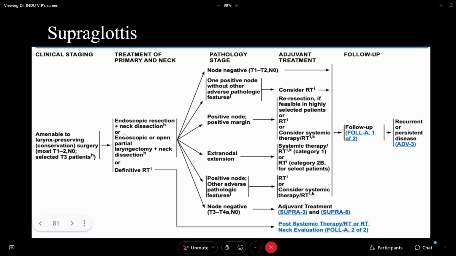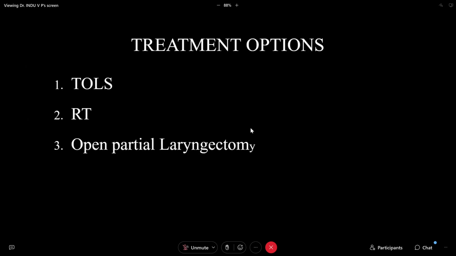Most of the time, we should go for a bilateral neck dissection, or we can go for an open partial laryngectomy with neck dissection, or it can be treated with a definitive RT. The adjuvant treatment depends upon the pathological report. So our treatment options available are transoral laser surgery, radiation treatment, and open partial laryngectomy. I will be concentrating on the transoral laser surgeries and radiation treatment in early laryngeal cancers.